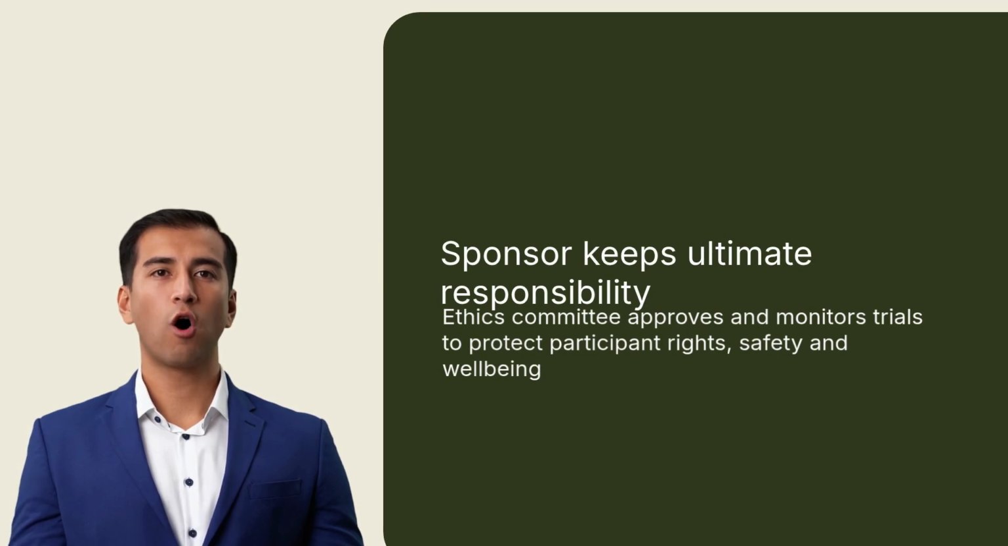A contract research organization can carry out sponsor duties under a written contract, but the sponsor keeps ultimate responsibility for the data and for participants. A Research Ethics Committee, or IRB, gives independent approval before the trial and reviews it during its life, protecting rights, safety, and well-being.